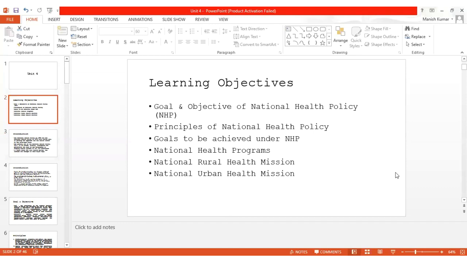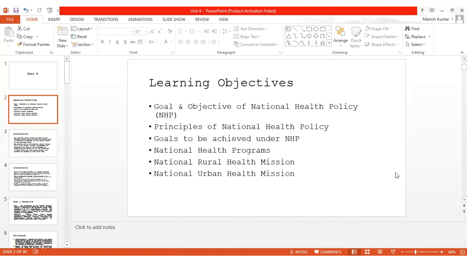In this session, we are going to learn about goals and objectives of national health policy. What are those principles of national health policy, and there are certain goals which were decided to be achieved under national health policy. Then national health programs which are being charted out in national health policy, and then, as I said, in brief, we will be discussing about NRHM and NUHM.